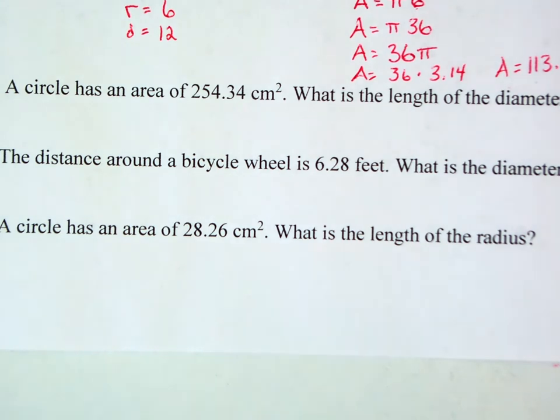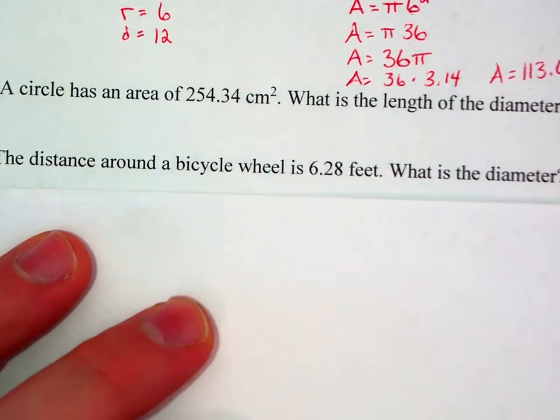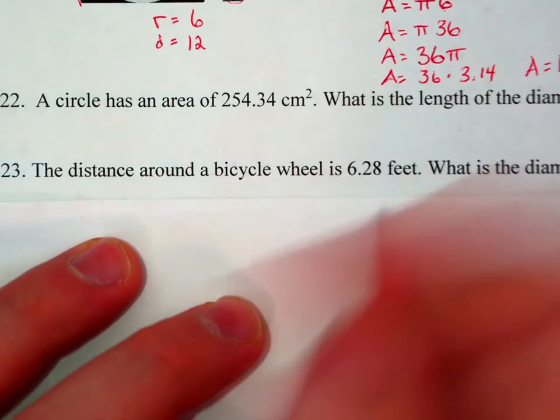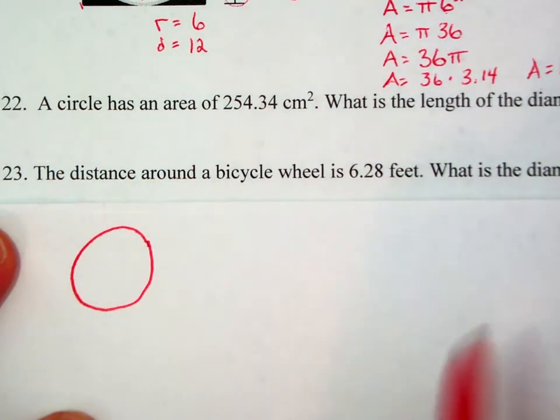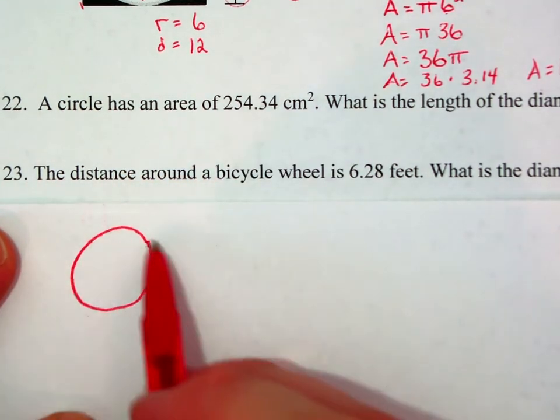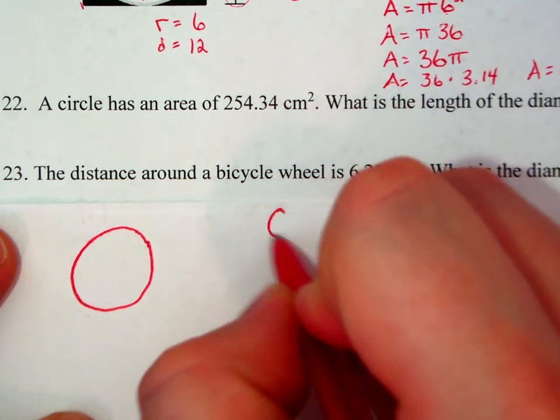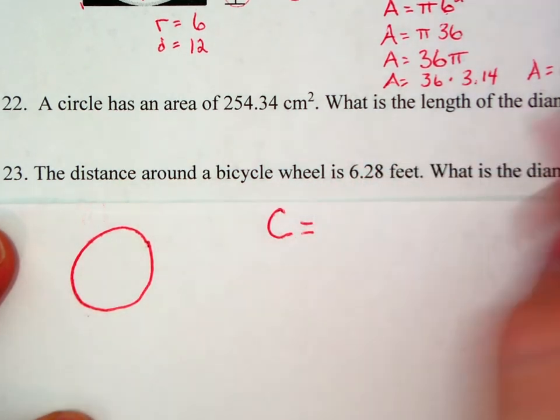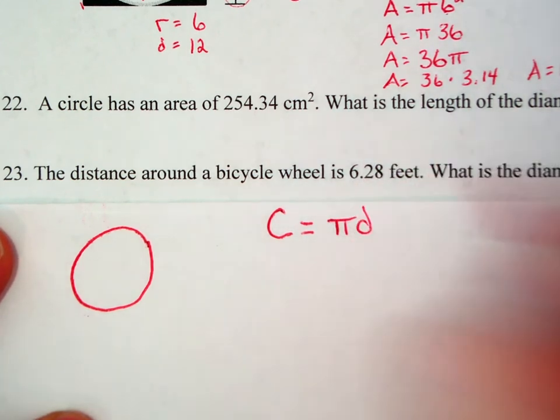Number 23. The distance around a bicycle wheel is 6.28 feet. What is the diameter? Well, the distance around a bicycle wheel, that's the circumference of this shape. So the first thing I'm going to do is write down my circumference formula. C equals pi times diameter.